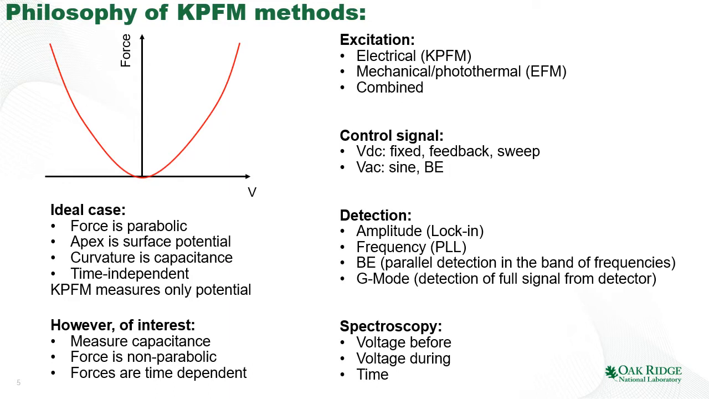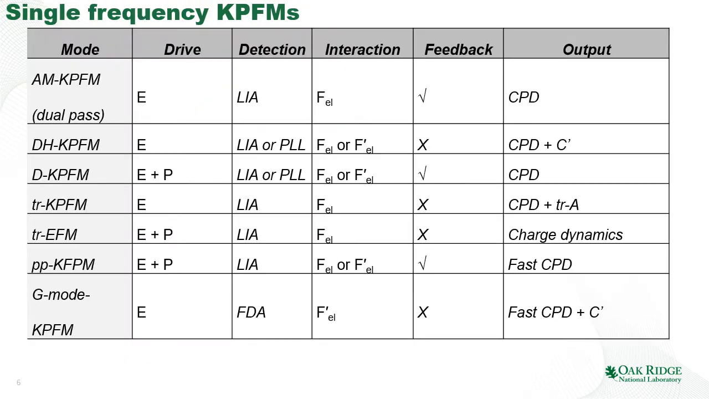On top of this engine, we can impose the specific spectroscopic conditions. For example, we can measure the signal as the function of voltage applied before the measurements, or voltage applied during the measurements, or time. And I'll show you some examples of this type of spectroscopic measurements. But first, let's go through the specific combinations.